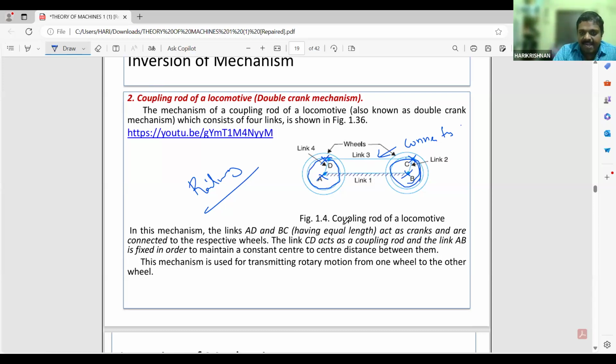In this mechanism, AD and BC have equal length, act as the cranks and are connected to the respective wheels. Link CD acts as the coupling rod and link AB as the fixed link in order to maintain a constant center distance between them. The mechanism is used for transmitting rotary motion of one wheel to another wheel. So whatever rotary motion is happening here is transmitted to another wheel. So the motion is rotary motion to rotary motion.